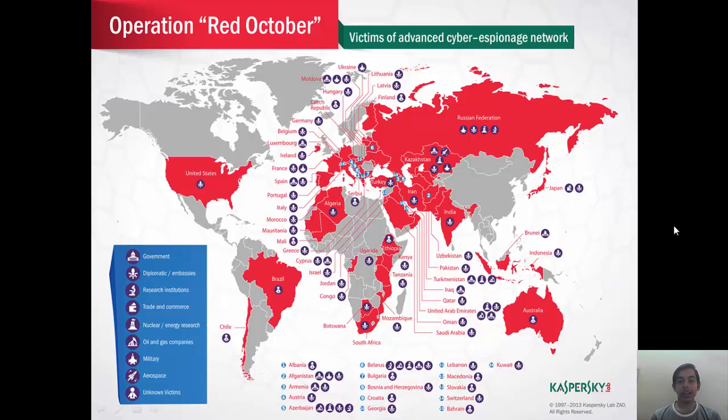Now in an espionage attack the goal is to compromise national security, and these are the countries that Operation Red October, which is the name of an APT attack, had affected very successfully.